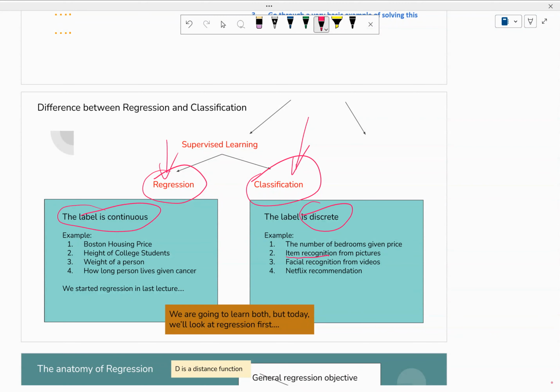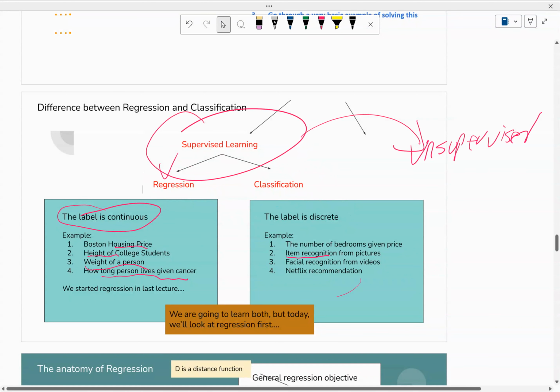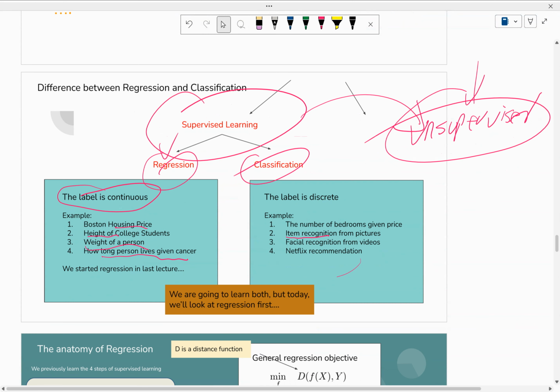Height, Boston housing price, weight, how long a person lives, all these are continuous. And for this class, we're going to start by really focusing on regression and later on move on to classification. And of course, we'll also do some unsupervised learning. Supervised means you're trying to predict some kind of label, like regression or classification. Unsupervised means there are no labels, and you want to see if you can generate the label. So these are the two types of problems that we'll probably look at.